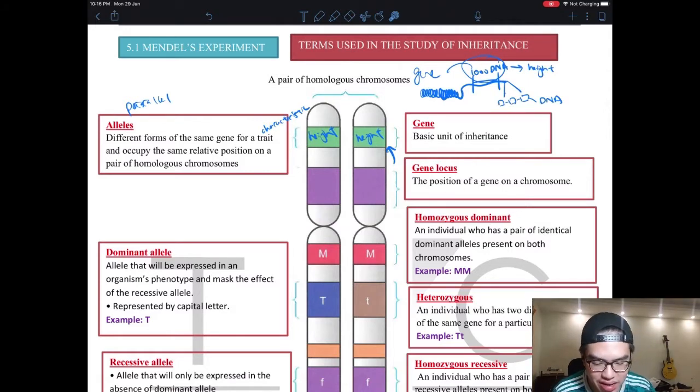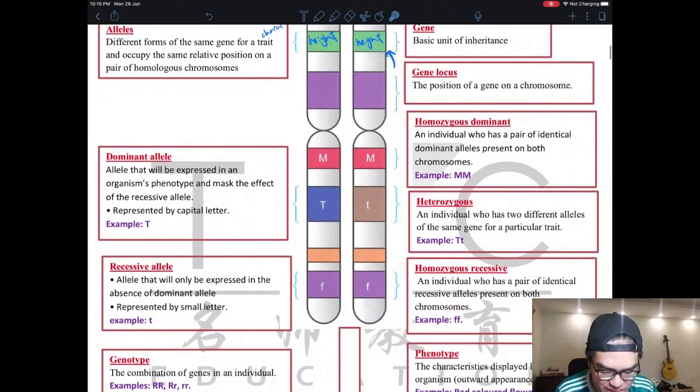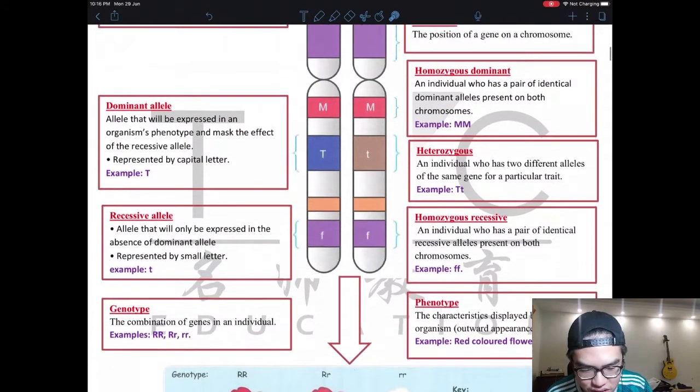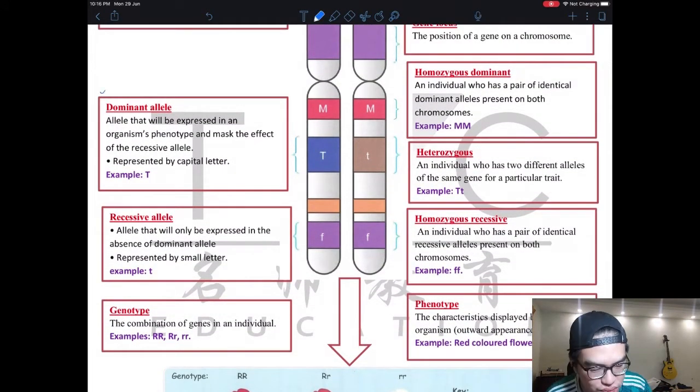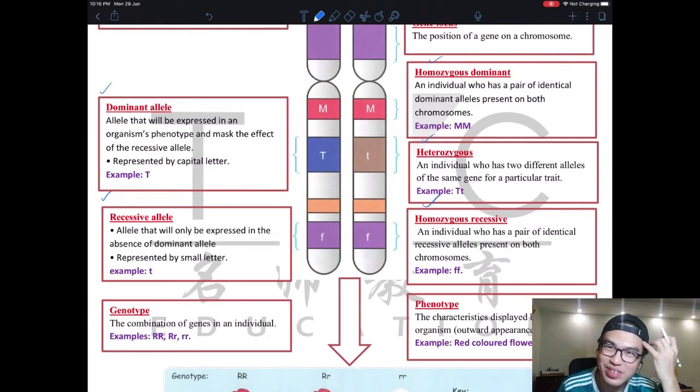Okay, so these five are together. 1, 2, 3, 4, 5. So it's not actually that difficult.